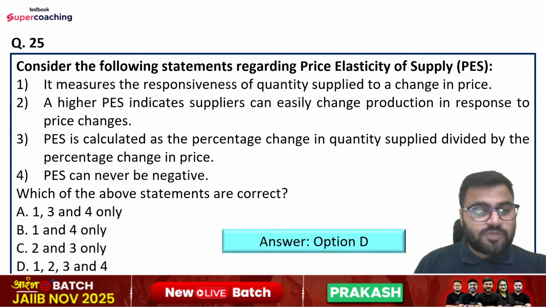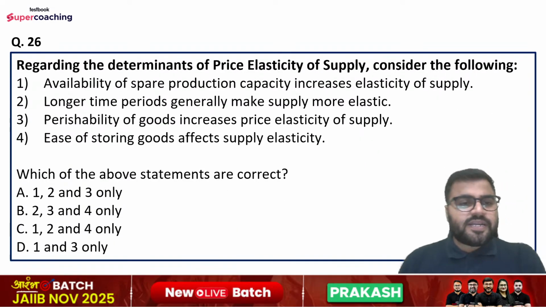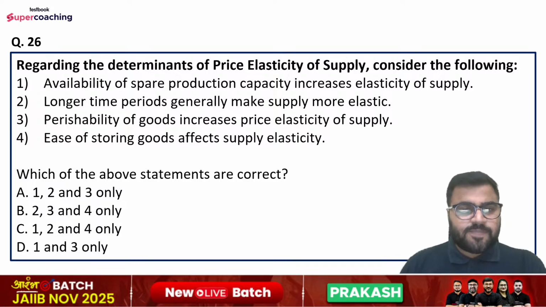So the right answer is option D, that is all of the above: first, second, third, and fourth. Got it? Question number 26 is regarding the determinants of price elasticity of supply.